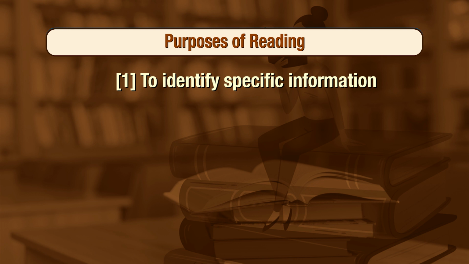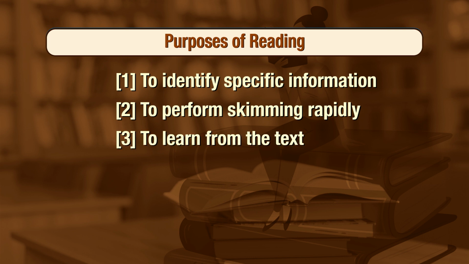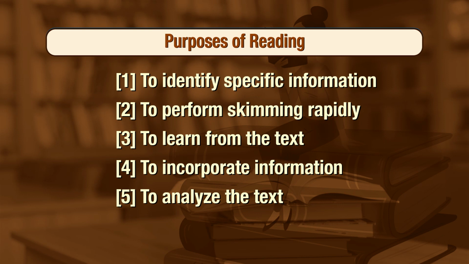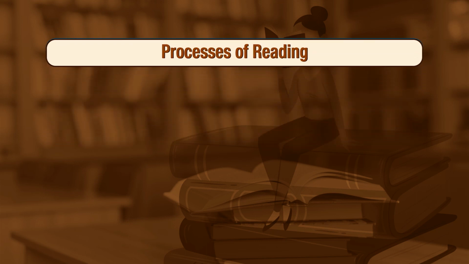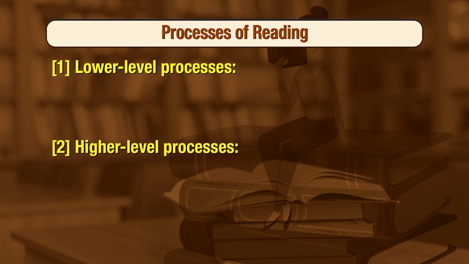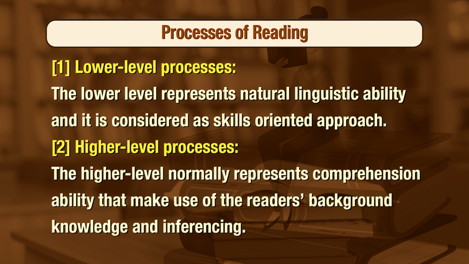We can say that the purposes are to identify specific information, to perform skimming rapidly, to learn from the text, to incorporate information, to analyze the text, and for general reading comprehension. We cannot teach reading skills in the classroom without having an idea regarding the processes of reading. There are two main processes of reading: lower level processes and higher level processes. The lower level represents natural linguistic ability and it is considered a skill oriented approach. The higher level normally represents comprehension ability that makes use of the reader's background knowledge and inferencing abilities.